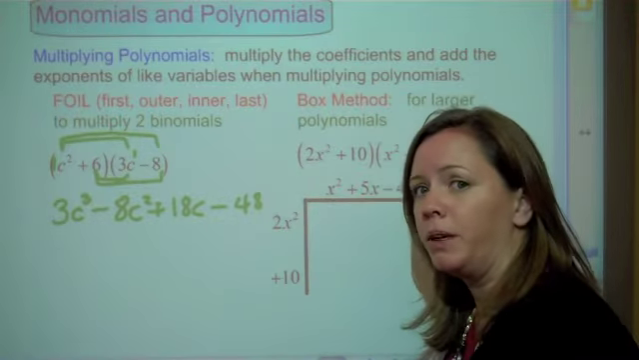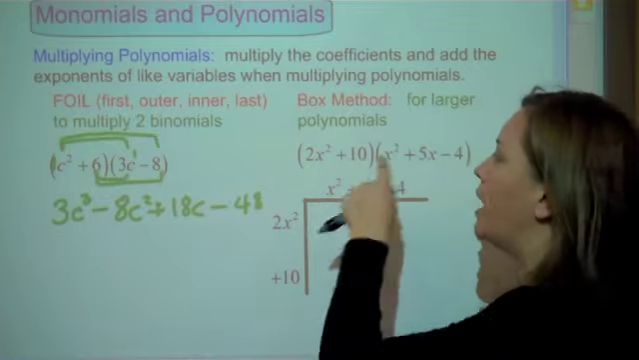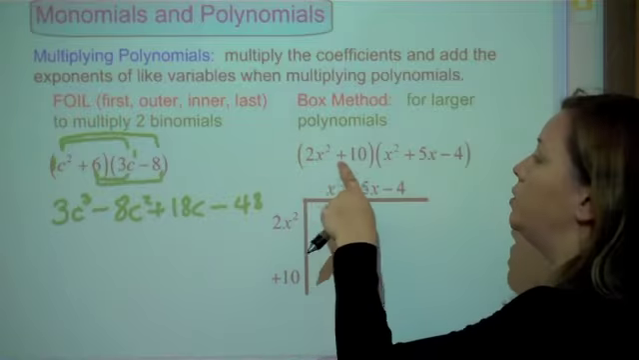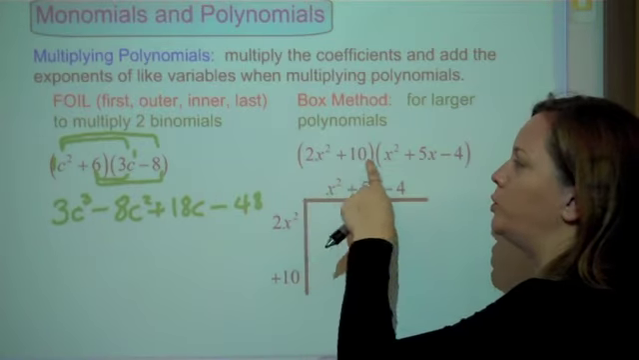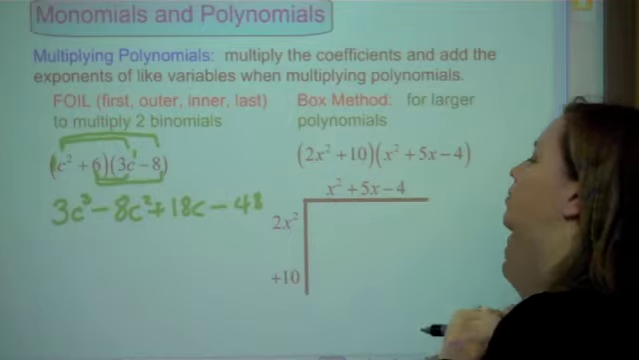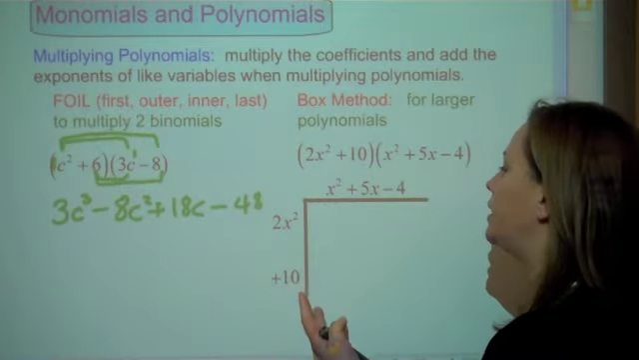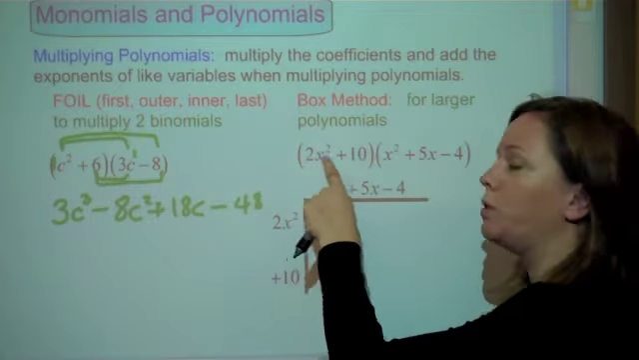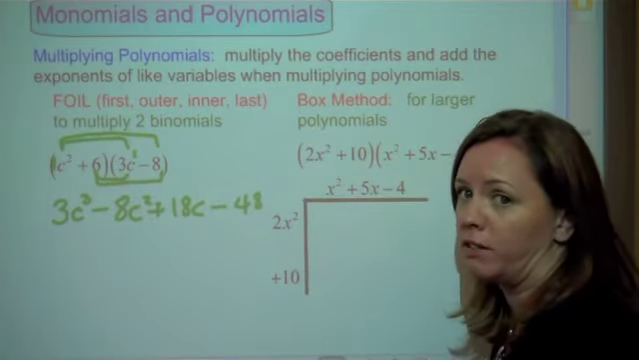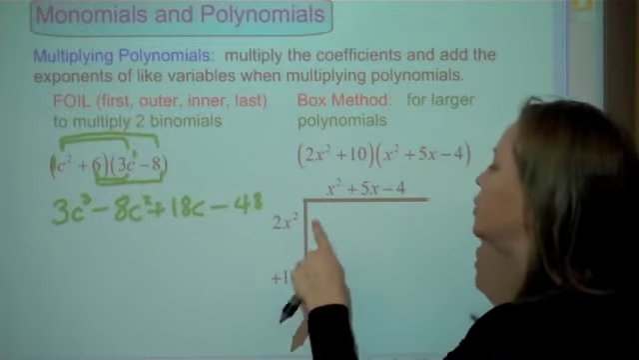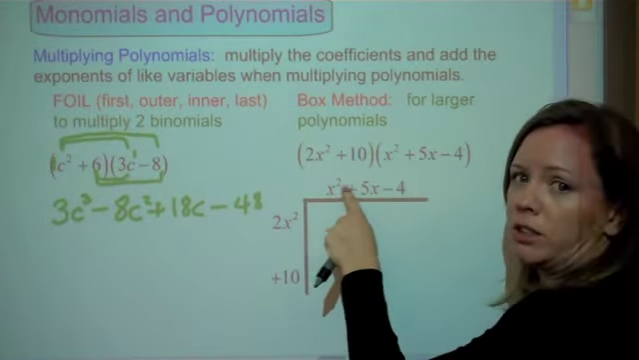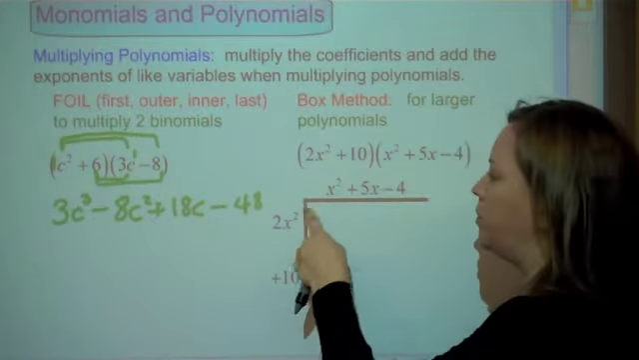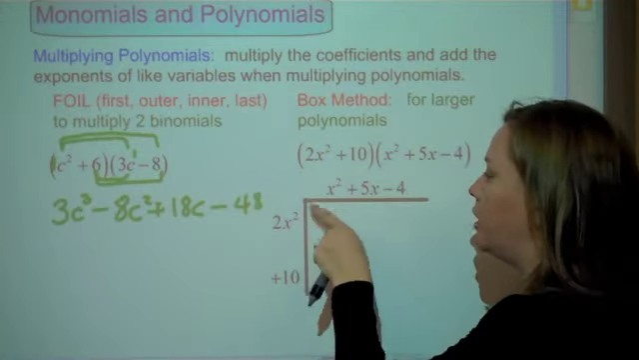Here's another method for helping you to organize your multiplication when you have larger polynomials that you're multiplying together, and I call it the box method. Notice here my first polynomial only has 2 terms, 2x squared plus 10, but my second polynomial has 3 terms. And I really like this box method because it helps make sure that I multiply every single term in the first one by every single term in the second one. You're not going to forget anything when you use this method. So what I do is I take one polynomial and I write it across the top, and I take the other polynomial's terms and I write them vertically. And we're just going to multiply, just like we do in our times tables, all the terms together.